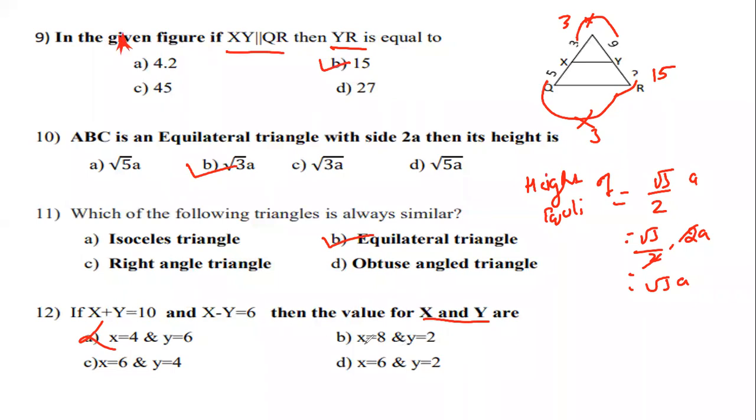Second option is x is equal to 8 and y is equal to 2. If I put 8 plus 2 is 10. 8 minus 2 is how much? 6. Yes, you are getting. Substitute here. 8 plus 2 is 10. 8 minus 2 is 6. So which option is right? Option B is correct. Next sum.